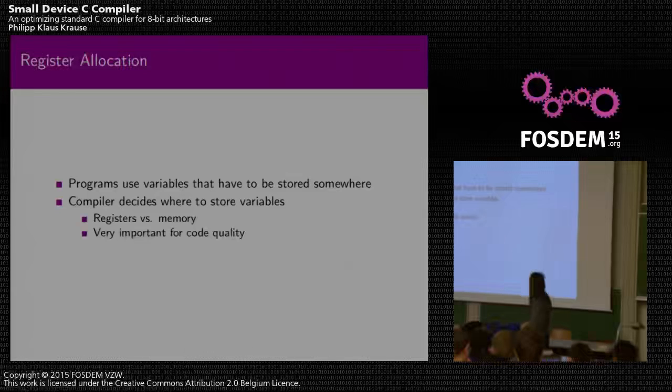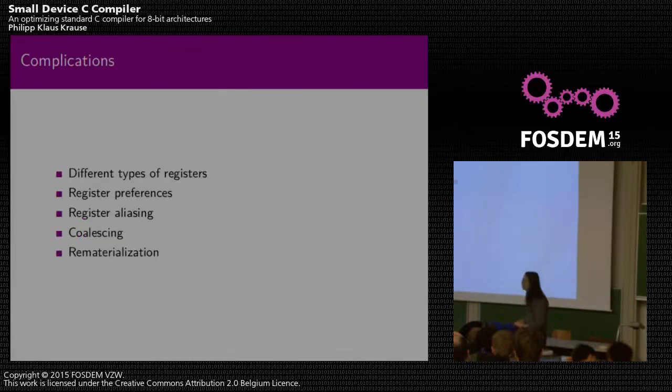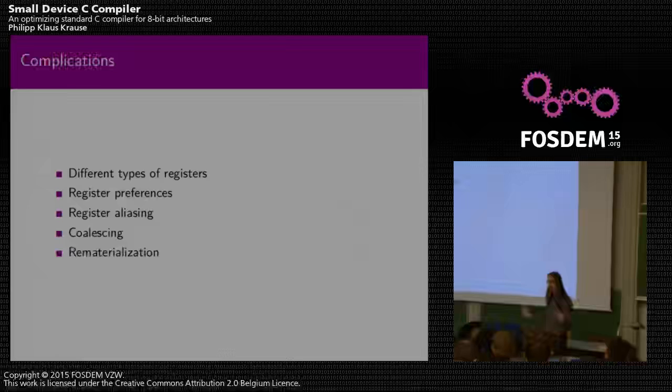because unlike those RISC architectures that are the popular thing these days, I mean, even x86 is kind of moving towards RISC-style things with these SSE extensions and so on, where the registers are all the same, on our targets typically the situation is totally different. We have different types of registers. Some instructions are only available for some registers. Even if the same instruction is available with different registers, we have register preferences. It might be different in code size or execution time, depending on which register you use.